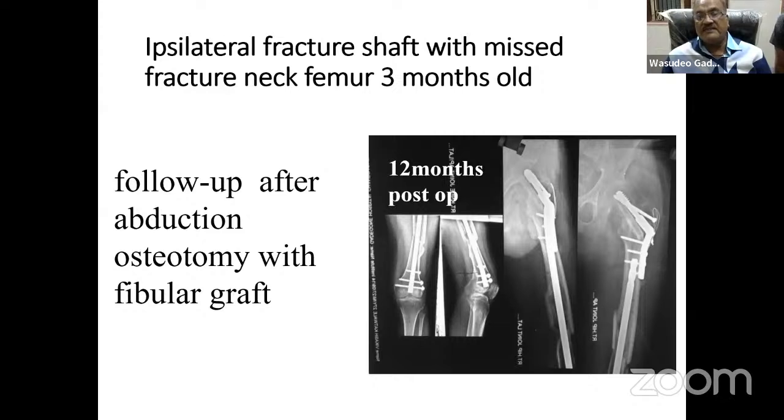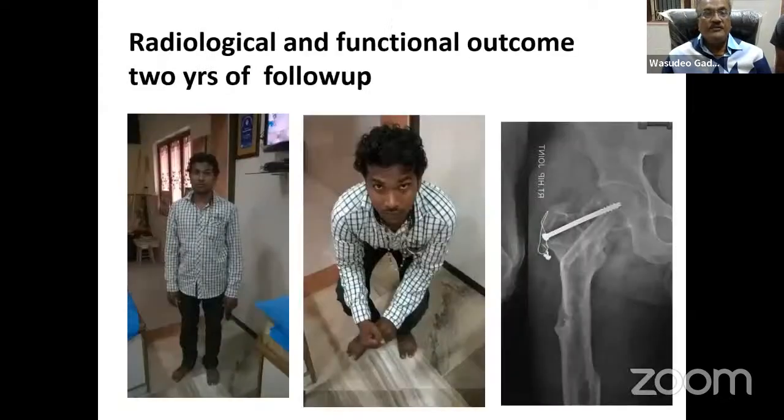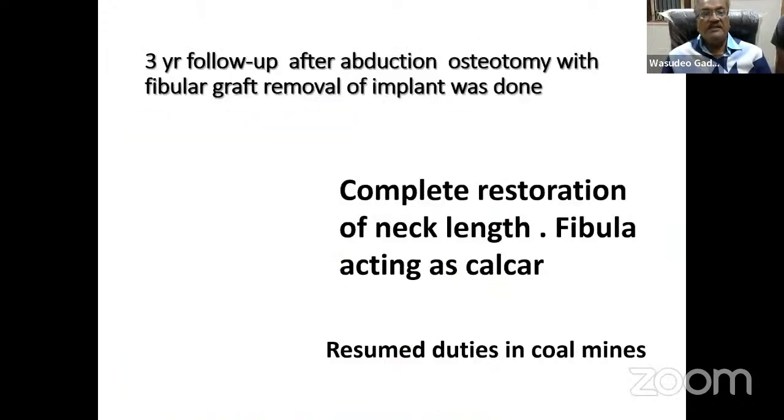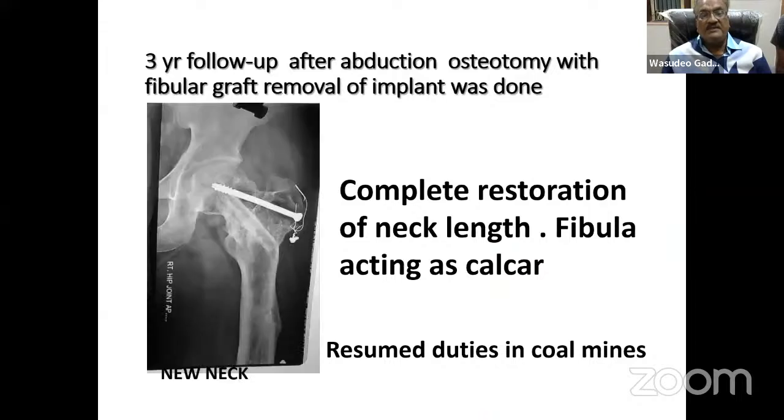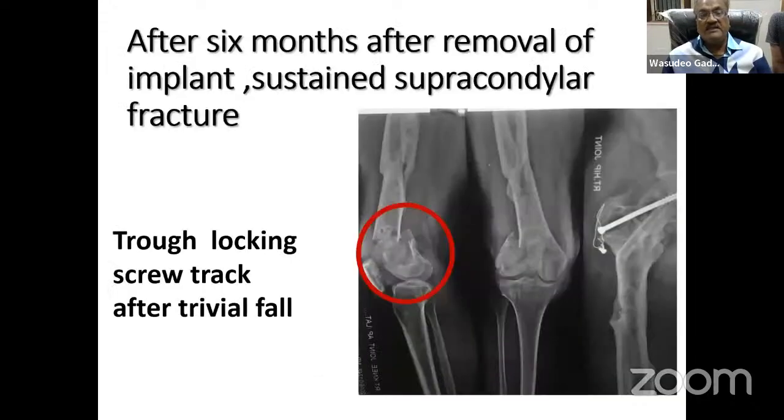At 3 months follow-up, the fracture is consolidating, and you can see the radiological and functional result after 2 years of follow-up after removal of the nail. At 3 years follow-up after abduction osteotomy, neck length is restored, with complete incorporation of the fibula, good calcar formation, and good quality of the femoral neck. He resumed duties in a coal mine.